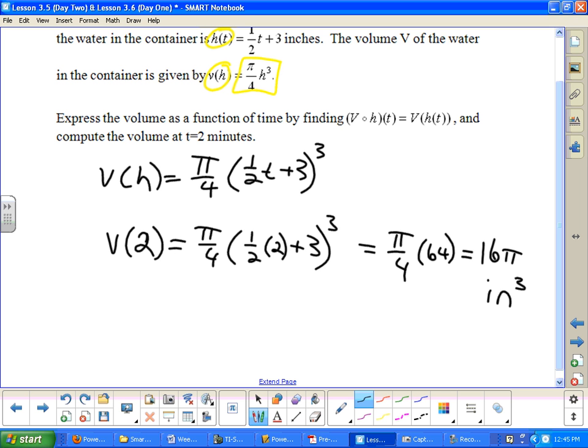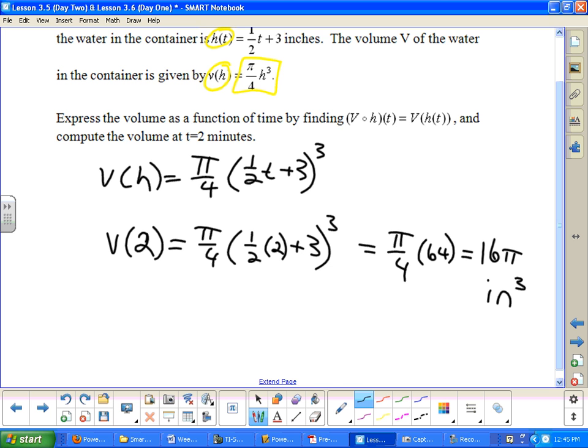16 pi is around 51. Right. 3 times 16 is 48, and then 0.14 times 16, so maybe it's 49 something. Okay.